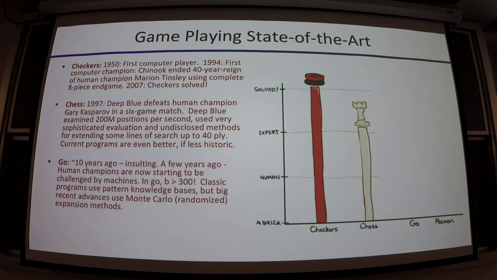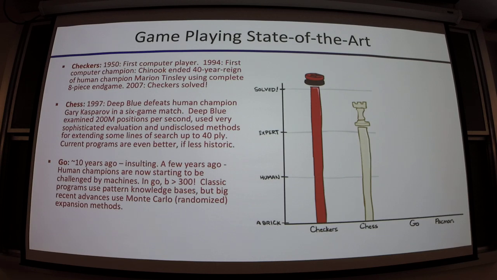Go. Ten-ish or greater than 10 years ago, the top Go players in the world wouldn't even play Go AI systems. It was insulting. They were so bad, right? However, a few years ago, human champions started to be challenged by these machines, right? So the branching factor in Go is roughly 300 on average, a humongous branching factor. That's what makes it so difficult.